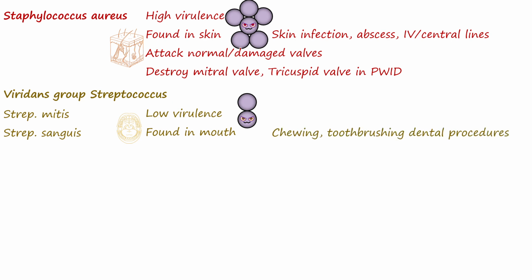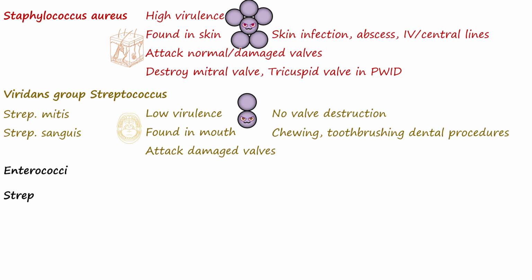These bacteria typically attack already damaged heart valves and form small vegetations. Since they have low virulence, they usually don't cause valve destruction. Less frequent organisms include Enterococci and Strep gallolyticus, also known as Strep bovis.